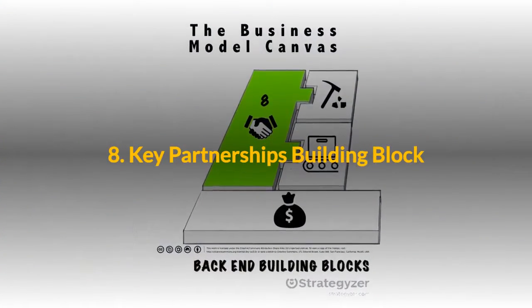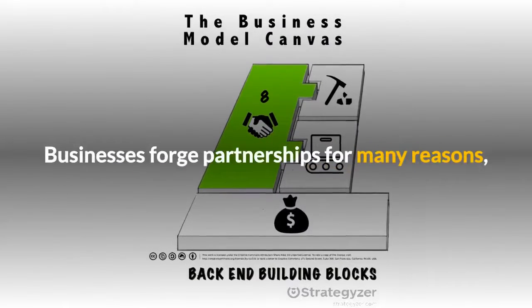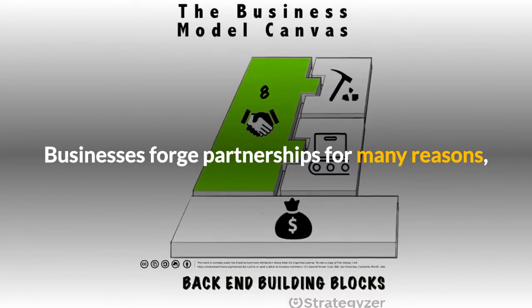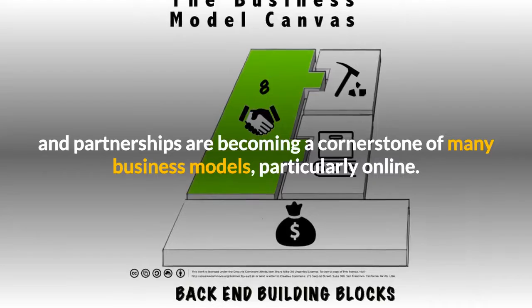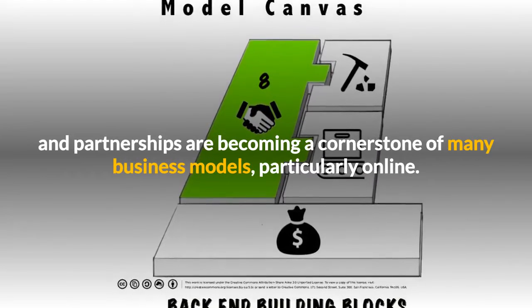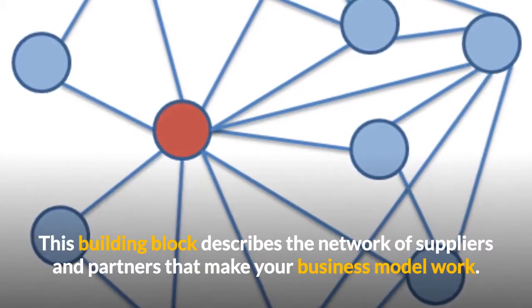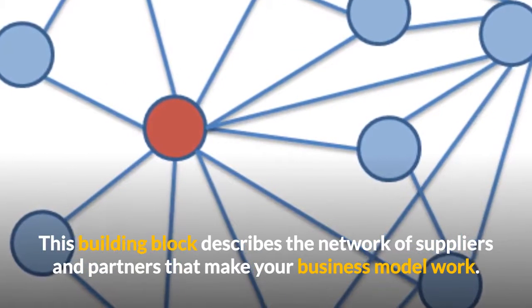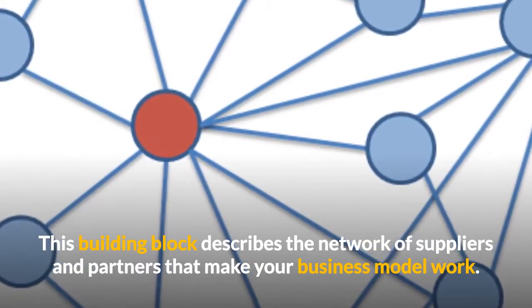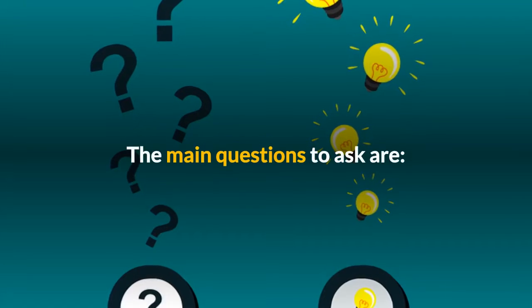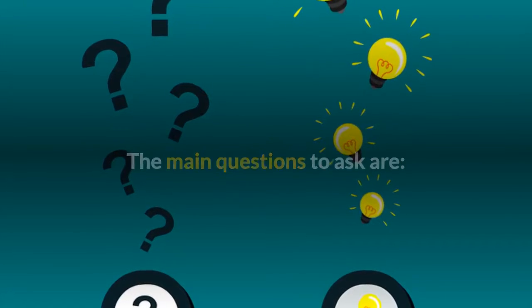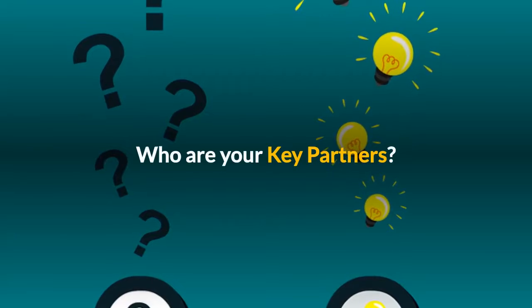Number 8, key partnerships. Businesses form partnerships for many reasons, and partnerships are becoming a cornerstone of many business models, particularly online. This building block describes the network of suppliers and partners that make your business model work. So the main questions to ask here are, who are your key partners?